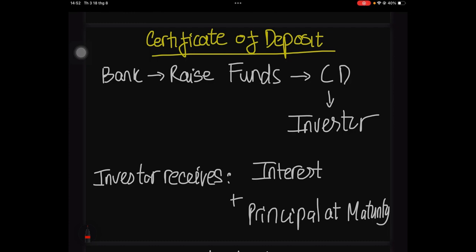Think about the relationship this way. When you buy a CD, you are effectively lending money to the bank for a specified period. The bank gets funding today. You receive interest over the life of the instrument, and at maturity, the bank returns your principal. So economically, a CD is a form of bank debt from the investor's perspective.